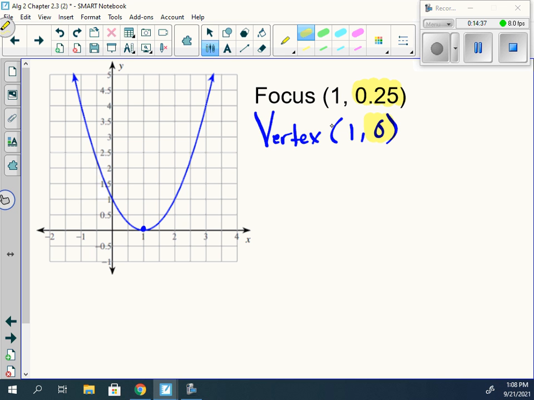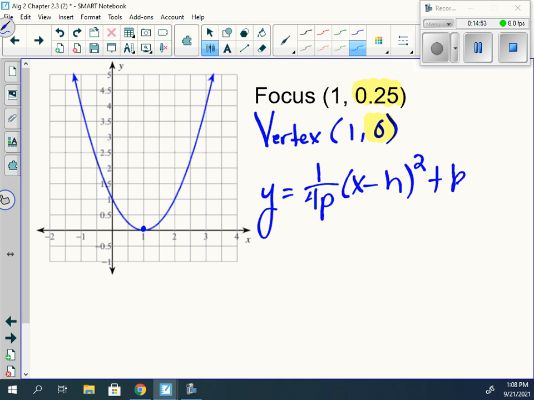So the y value from the vertex and focus changes between these two, yes? So would we use x equals or y equals? Y equals 1 over 4p, parentheses, x minus h squared plus k. Because again, the vertex is still h comma k. Here, the vertex is going to be h comma k plus p.